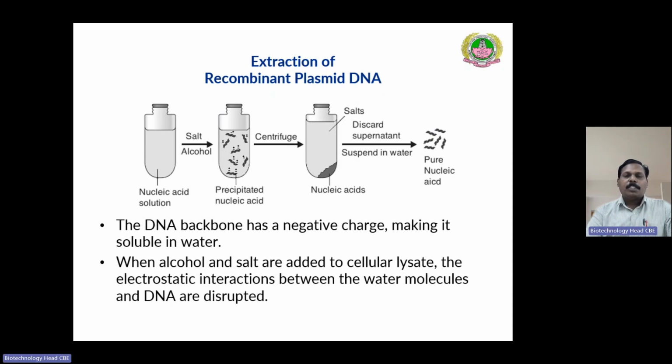Alternatively, you can also check for the presence of insert by doing a colony PCR. Once you grow your bacterial cells harboring your recombinant DNA overnight, you can just use a toothpick to pick up a colony and dissolve it in 20 microliters of sterile water. You dissolve the bacterial cells. You can directly use this as a template DNA and amplify in a PCR reaction in a thermal cycler with gene-specific primers. So the amplification will ensure that the host cell is harboring the recombinant DNA.